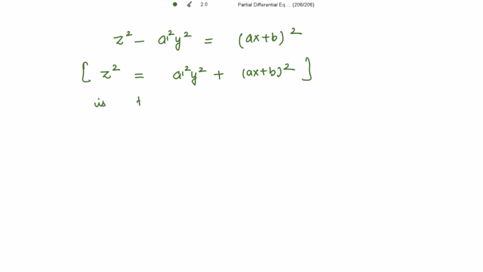So this is the required complete integral of the given equation, right? So by getting the value of z, we have this to be the required complete integral.